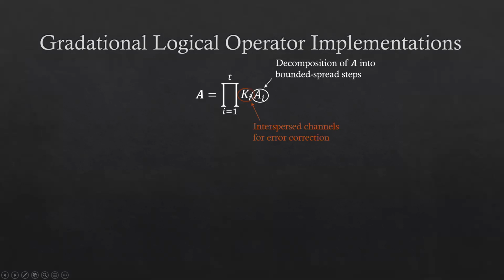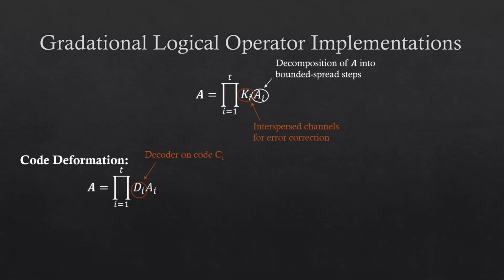The idea is that this allows us then to intersperse error correction between each time step, as done by these channels Ki, which are non-unitary. The idea then is that between each error correction step, only a banded spread channel is applied, which means that we can correct errors before they're allowed to spread too far.